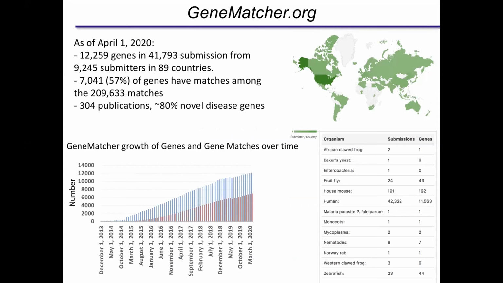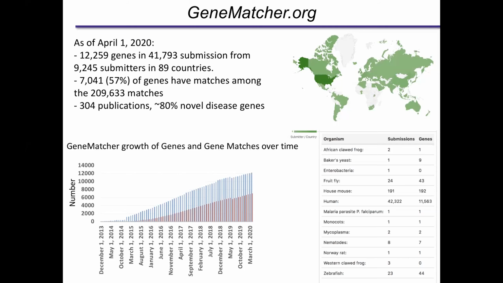As of April 1, 2020, there are over 12,000 genes from over 41,000 submissions, over 9,000 submitters in 89 countries. About 57% of the genes have at least one match, and GeneMatcher's results in over 304 publications, and about 80% of them are novel disease genes. The graph on the lower part of the screen shows you the growth in the number of genes and gene matches over time. The divot that goes down in April of 2019 is when we culled emails that don't return, they're sort of dead emails.